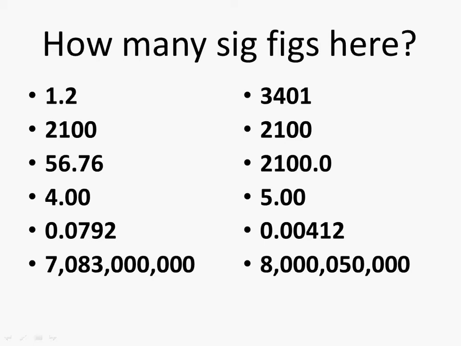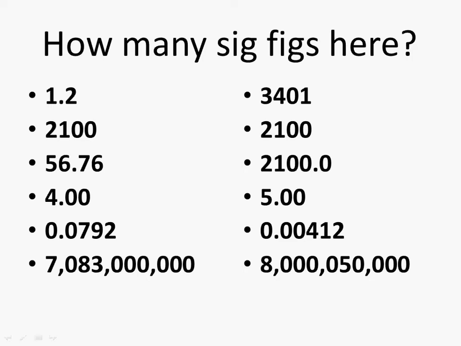That's 4 sig figs. The fourth one has 3 sig figs because I'm not just saying this is 4. I am saying this is exactly 4, and I'm confident to the 100th. The fifth one is 3 sig figs. The sixth one is 4 sig figs because the zeros towards the right don't matter. And then the 3401, that is 4 sig figs. The 2100 is 2 sig figs. The 2 zeros at the end don't matter.